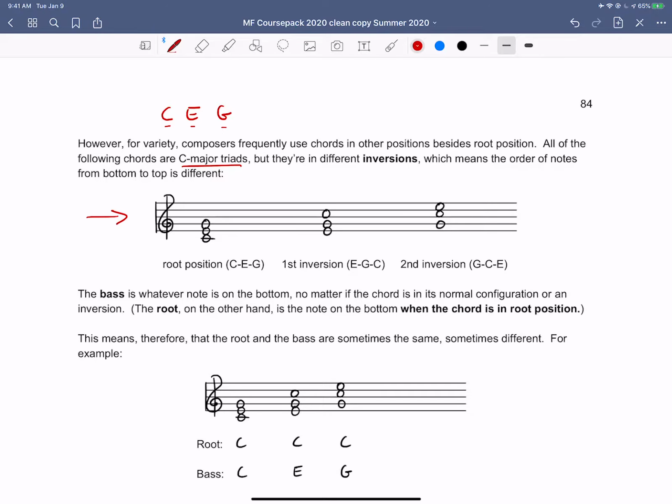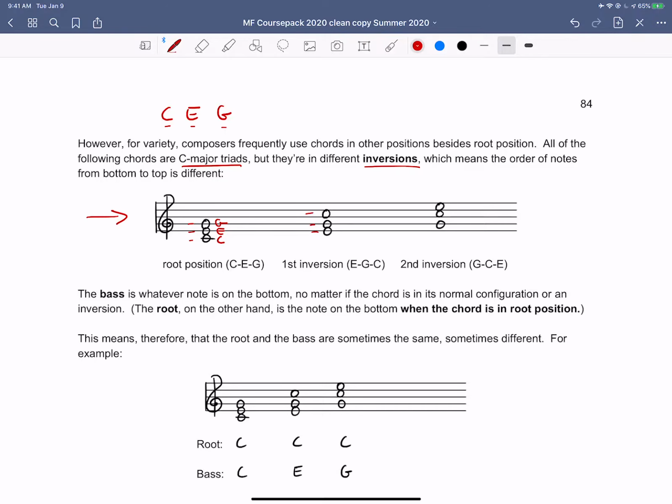So what we have in this example is a bunch of C major triads, but they're in different inversions, which means that the order of the notes from bottom to top is different in each case. So let's check these out one by one. The first one, let's evaluate its position. We've got line note, line note, line note. So that means it's in root position, right? And we have the notes C, E, and G. So therefore, C is our root. That's our normal configuration.